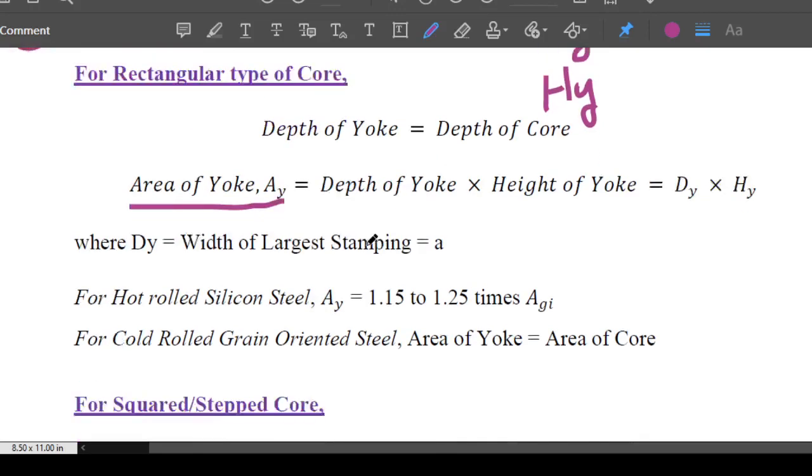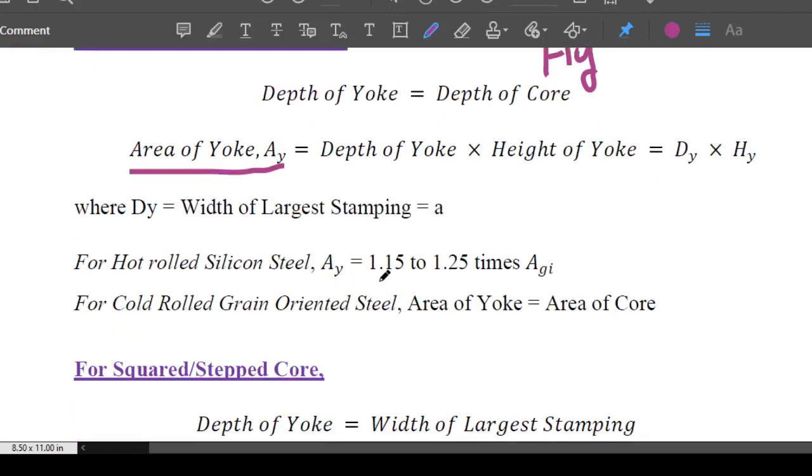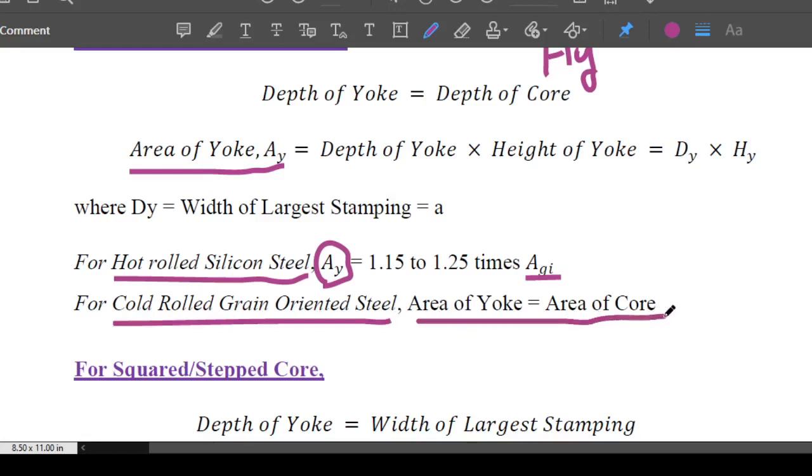These are some common values. I told you that there is a standard data book available for manufacturing. From that data book, if you are using hot rolled silicon steel as the transformer material, you can assume the area of the yoke as 15 to 25 percent more than your AGi. If you are using cold rolled grain oriented steel, we call it CRGO steel, you can assume the area of the yoke and area of the core as the same.